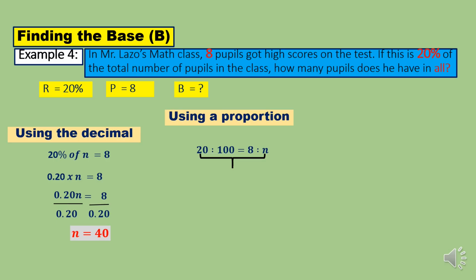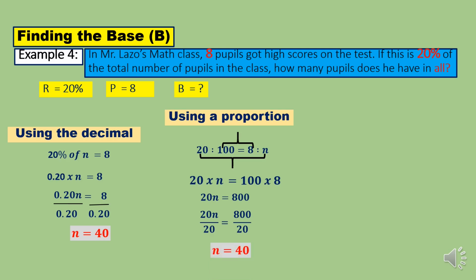So i-multiply 20 times n and 100 times 8. 20 times n equals 20n and 100 times 8 is 800. Then, pareho natin itong i-divide sa 20. So, 20n divided by 20 equals n and 800 divided by 20 equals 40. The value of n is 40. Yung using the decimal and using a proportion ay makikita natin sa ating module.